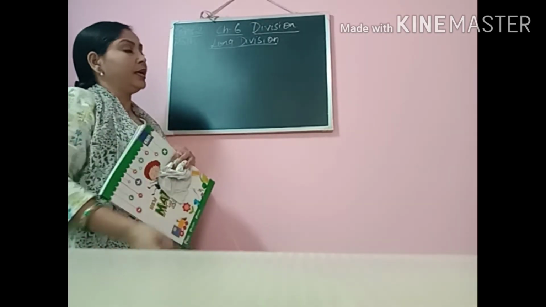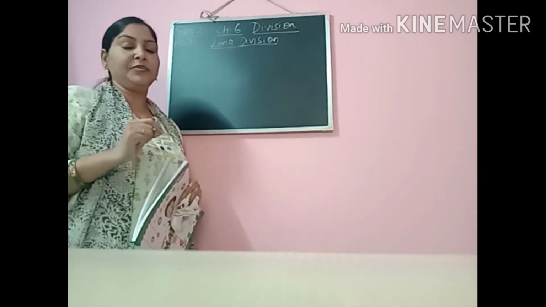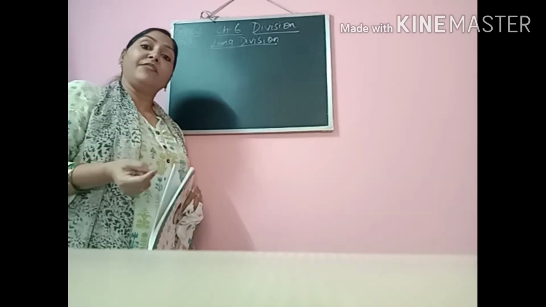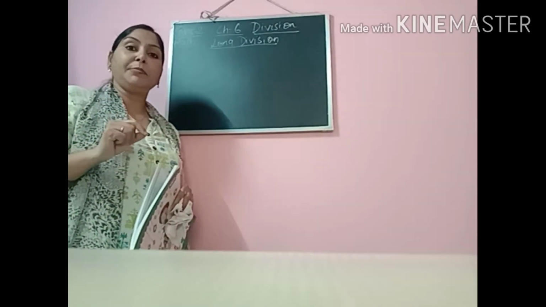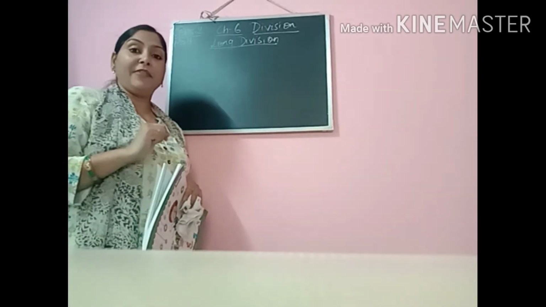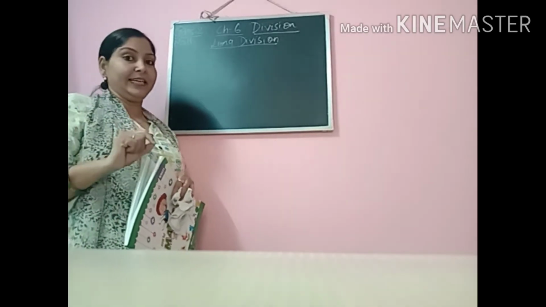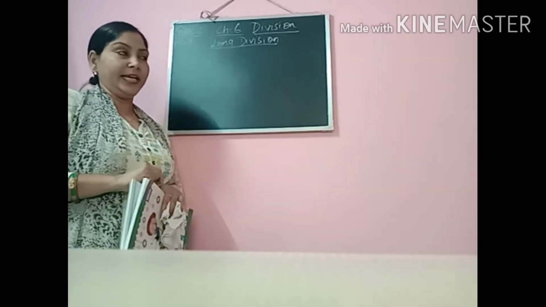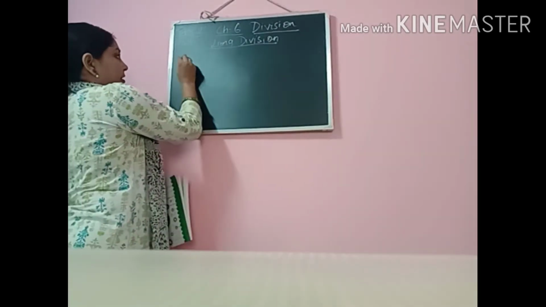Now we are going to learn division. In this class we will be learning division without remainder. Without remainder means the remainder will be 0. And when will it be 0? When the dividend is exactly divided by the divisor. So we are going to learn that.